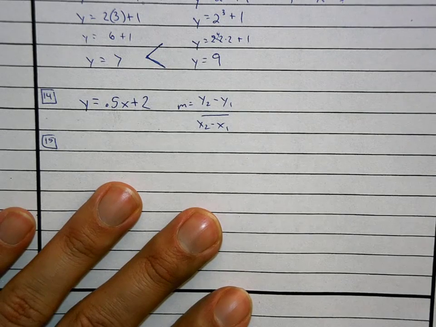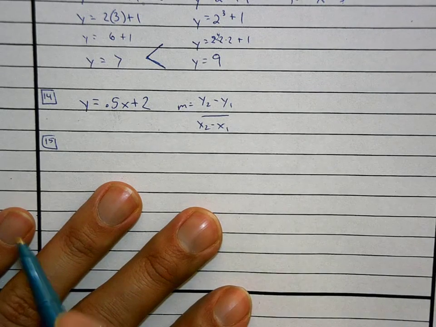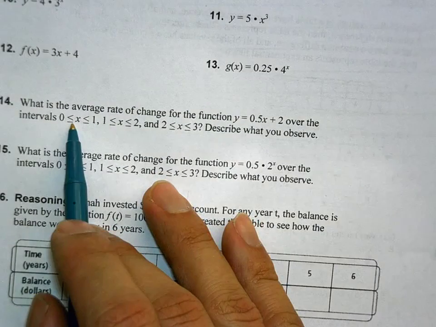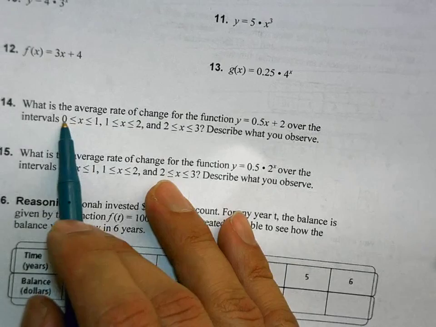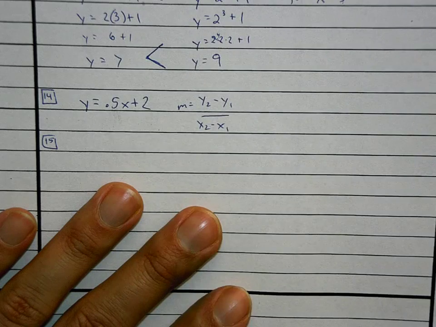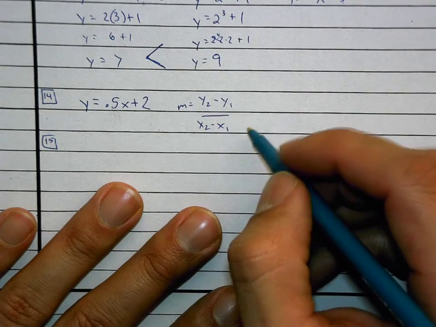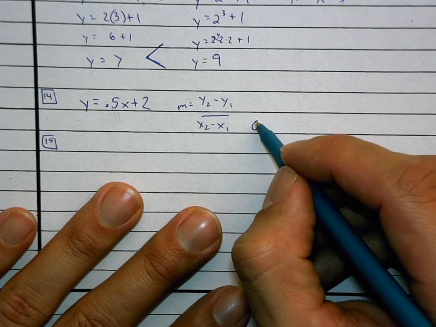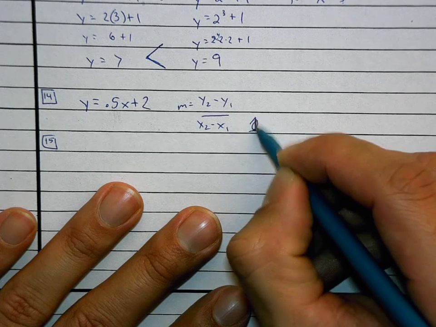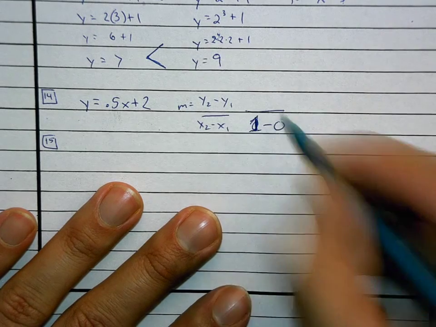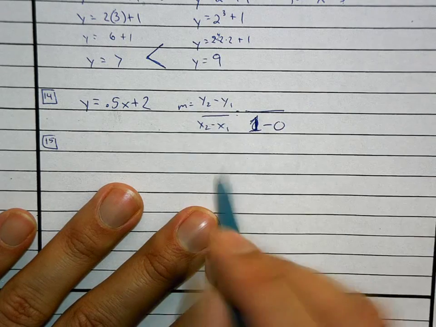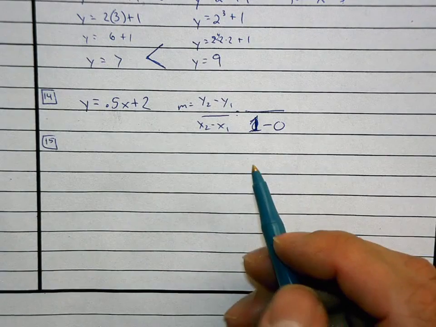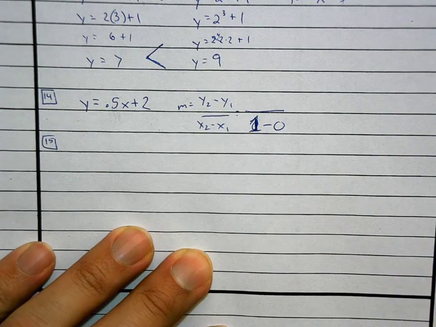Let's try it and see what happens. Let me remind you what our first interval is. It says x is between 0 and 1. Then that means I can plug in 0 and 1 and figure out what those two values are. 1 is bigger, so I'm going to use 1 and 0. When x is 1, I have to figure out what the y value is. When x is 0, I have to figure out what the y value is.